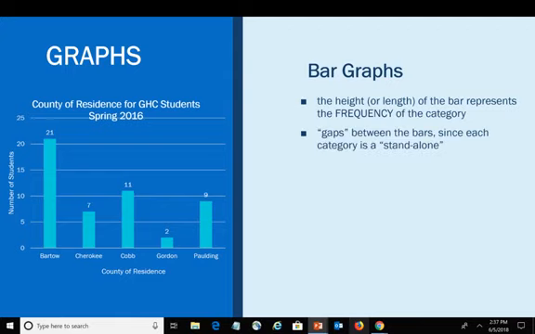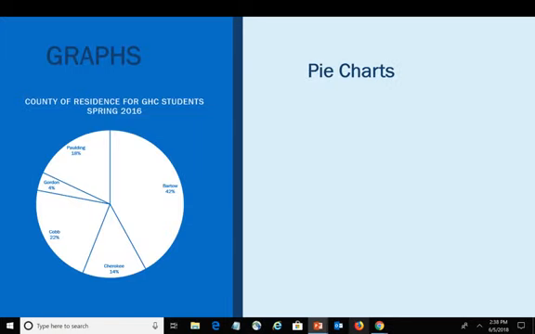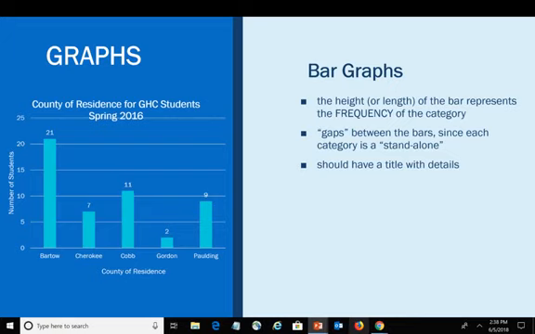Notice that there are gaps between the bars, since each category is what you could think of as being a standalone category. The student only lives in one county as opposed to 2 different counties. So it's a standalone category. Thus, you have the gaps between the bars. Graphs, regardless of whether they're bar graphs or circle graphs or pie charts, should always have a title with as much detail as possible so someone knows what the graph is all about. You also want to have labels for your vertical axis and your horizontal axis.